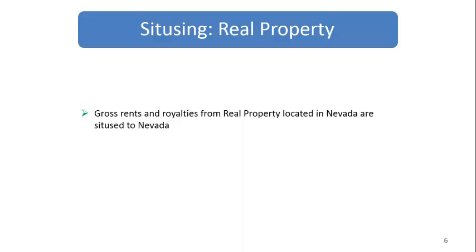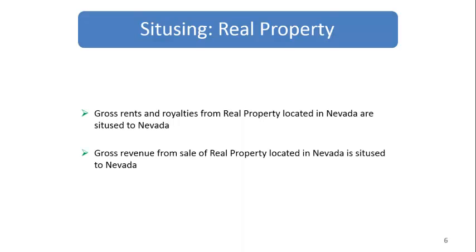Let's take a look at the situsing method for real property. If your business entity receives rents and royalties from real property, the revenue is sitused to Nevada if that property is located in Nevada. The same is true if we sell real property. The situsing method for real property is based on the location of the property.